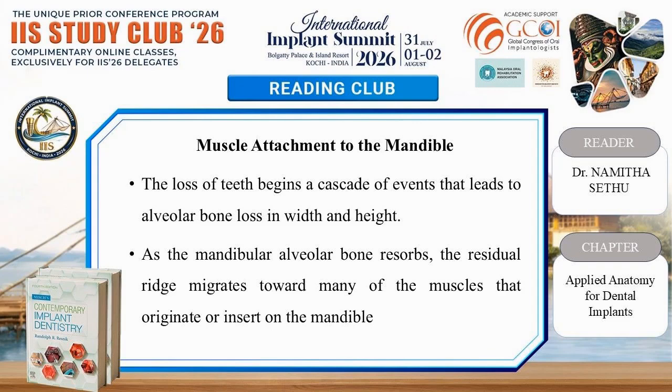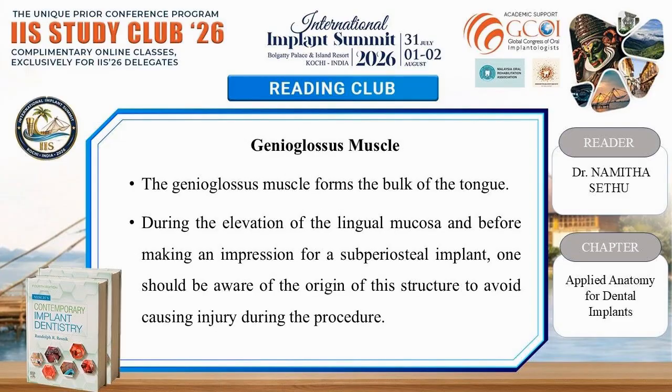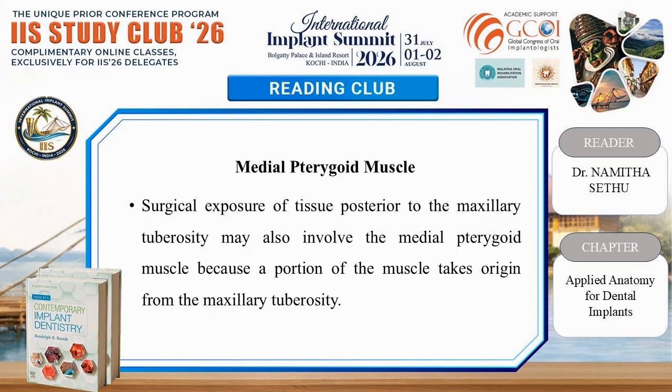Muscle attachment to the mandible. The loss of teeth begins a cascade of events that lead to alveolar bone loss in width and height. As the mandibular alveolar bone resorbs, the residual ridge migrates towards many of the muscles that originate or insert on the mandible. Genioglossus muscle. The genioglossus muscle forms the bulk of the tongue. During the elevation of lingual mucosa and before making an impression for a subperiosteal implant, one should be aware of the origin of this structure to avoid causing injury during the procedure.